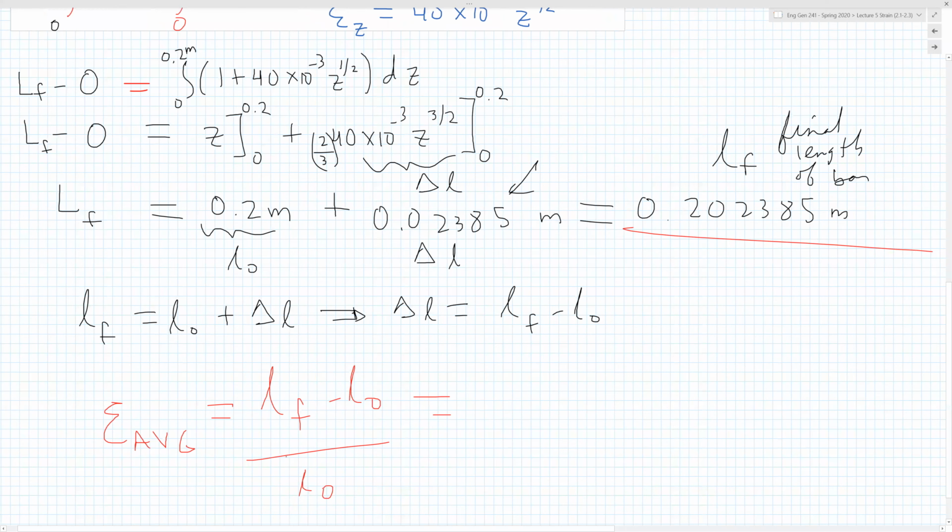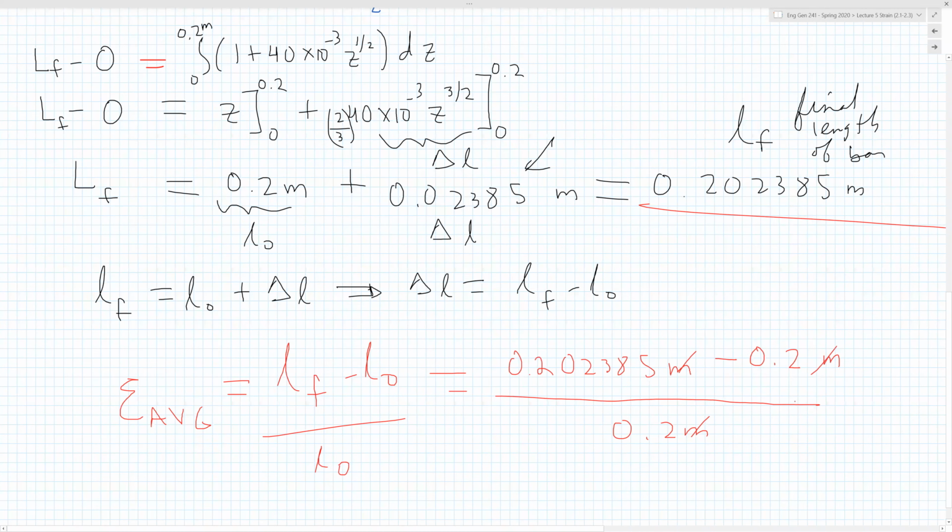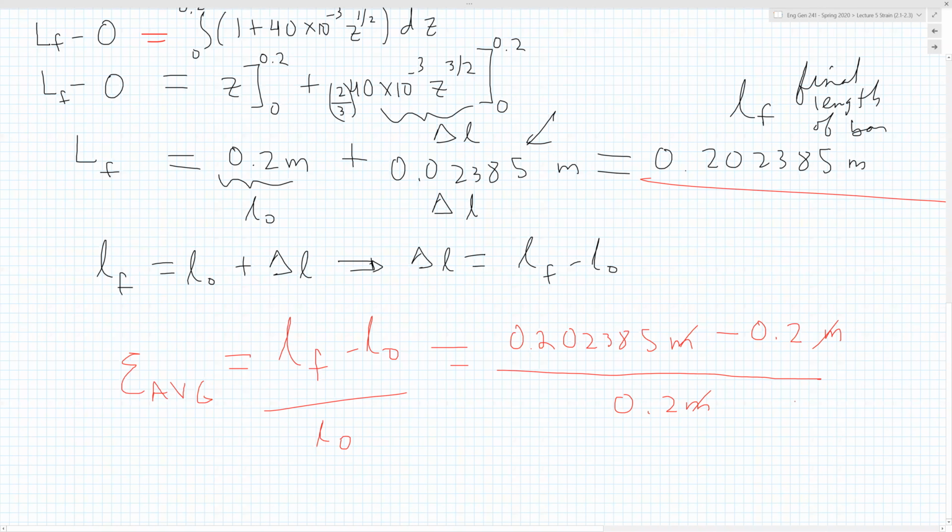So the final length of the bar is 0.202385 meters. The original length of the bar is 0.2 meters. And notice how the meters are going to cancel. So this is on average how much it's strained relative to its original. Some points stretch more than others. A didn't even stretch at all. So what would that value be?